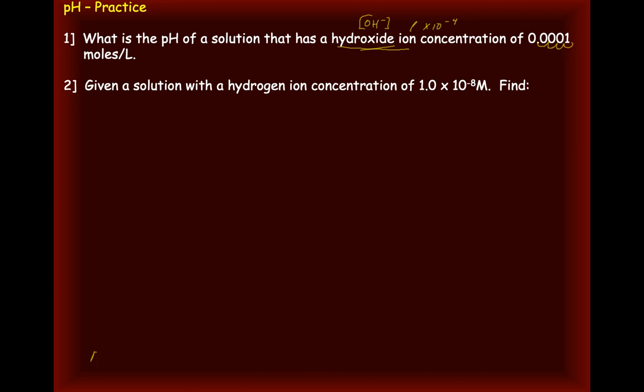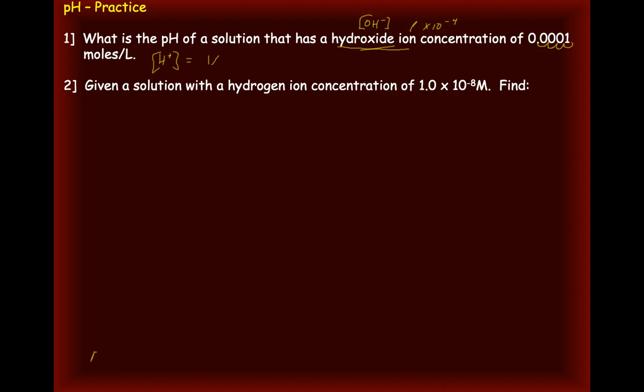Well, if that's the base, then the H plus concentration must equal 1 times 10 to the minus 10. Which means the pH must be 10. So just be careful on this. Sometimes they'll give you the base. Again, this is base. The pH has to do with the acid, so you have to make sure you get the acid. So that gets a little confusing.